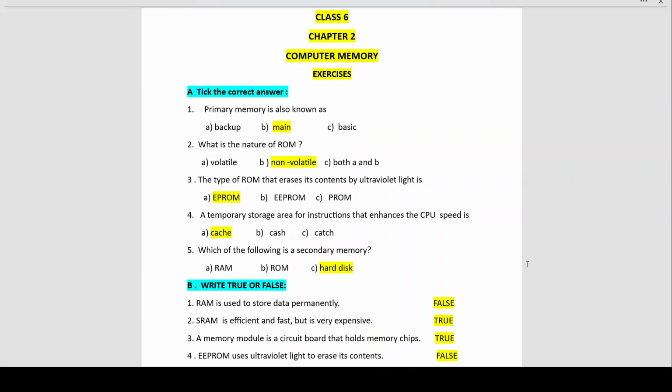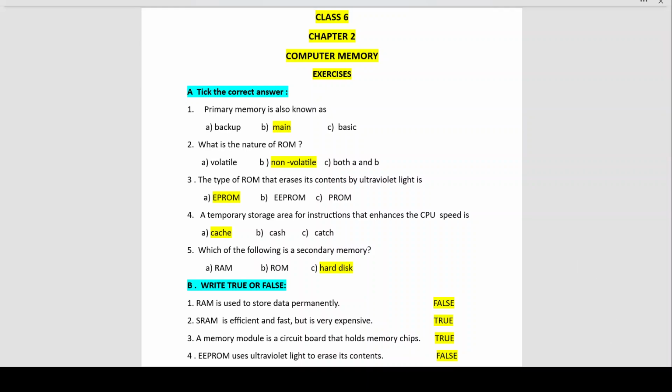Number 4. A temporary storage area for instructions that enhances the CPU speed. Enhances means increases. The answer is cache, CACHE. Next, number 5. Which of the following is a secondary memory? Your hard disk is the secondary memory.